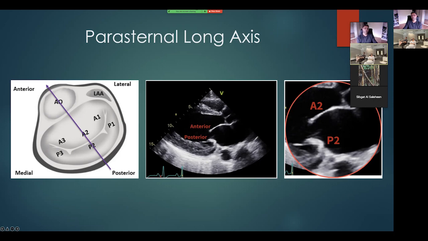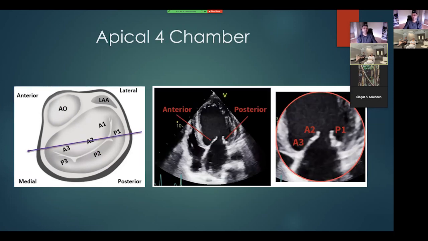So always look for what is the anterior structure. That will tell you which is anterior, which is posterior. And you just need to remember how we cut the plane when we are doing the echo in terms of short axis and long axis. Then the apical four chamber. In the parasternal long axis, we were cutting at 90 degrees, but now we are cutting through like this. So we are going through P1, A2, and A3.